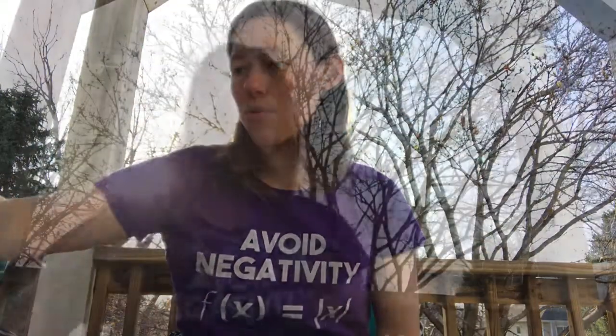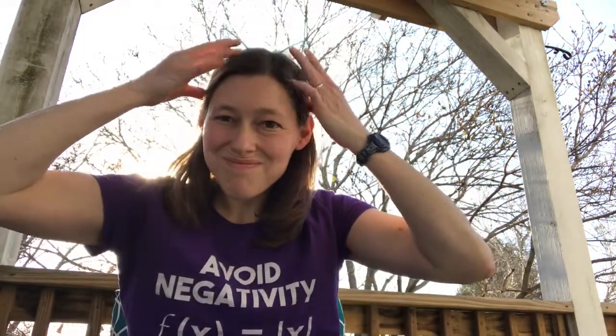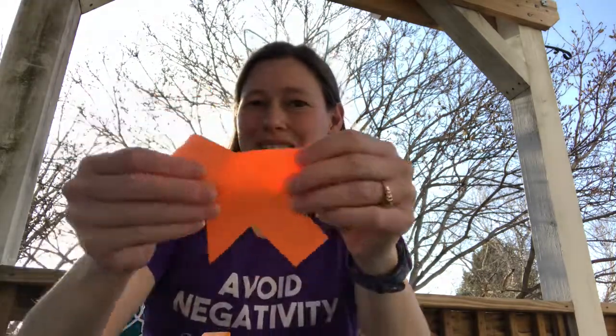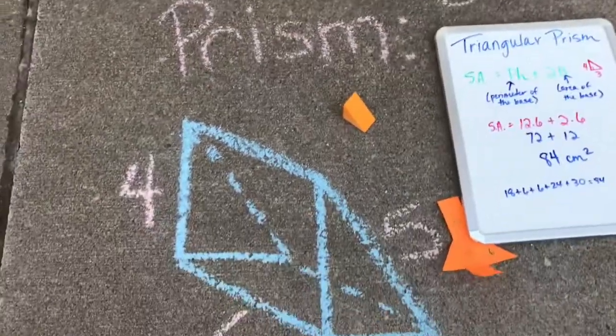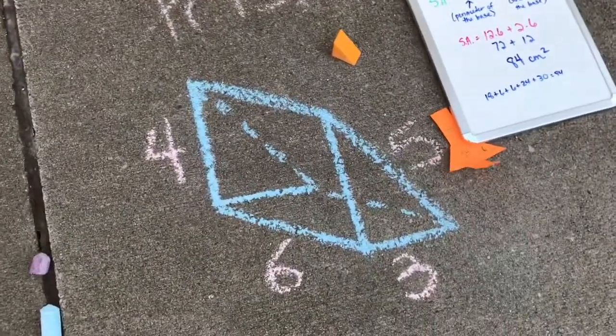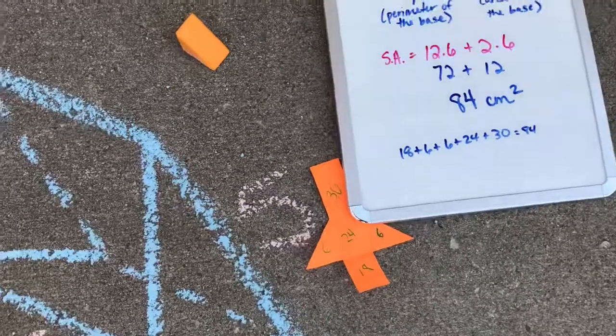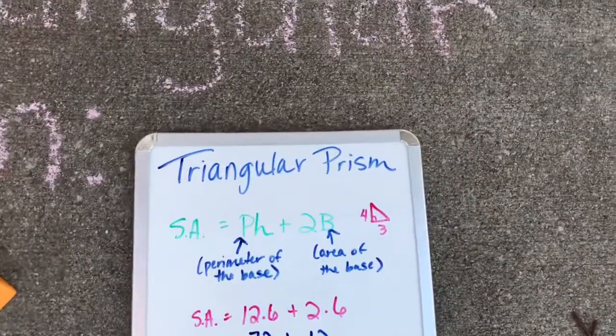Next, we're going to go with triangular prism. All right, here's a triangular prism. Here's the net. Here are the dimensions of my triangular prism. Here's a net. But for this one, I thought I would show you the formula for the surface area of a prism.